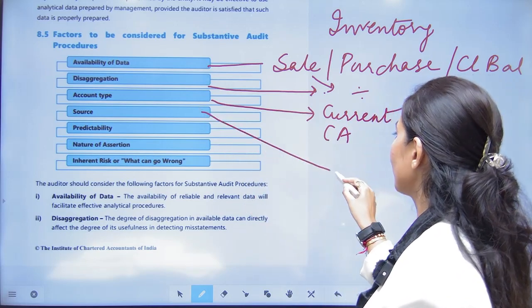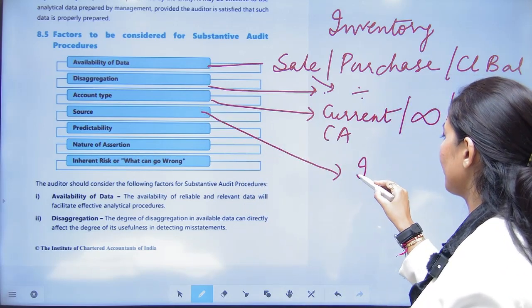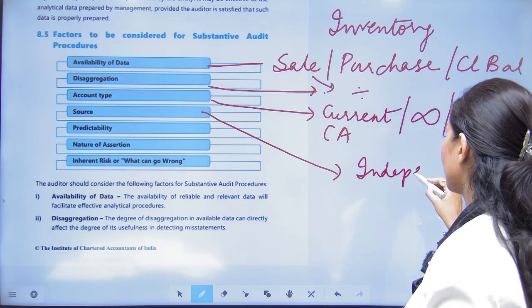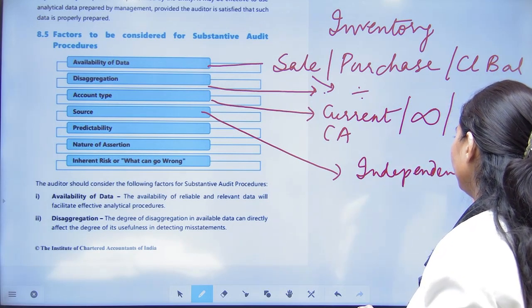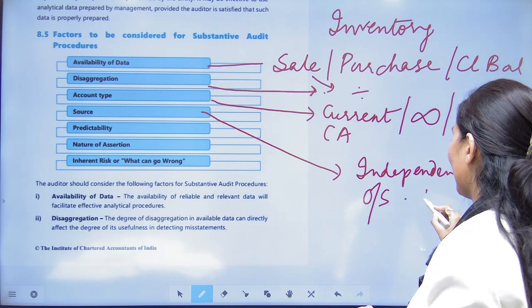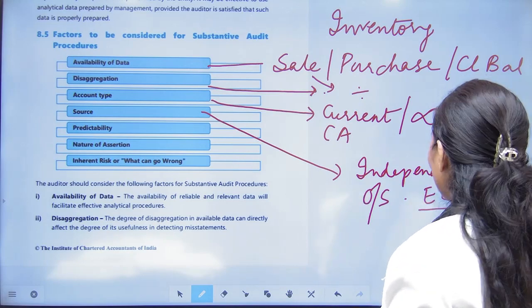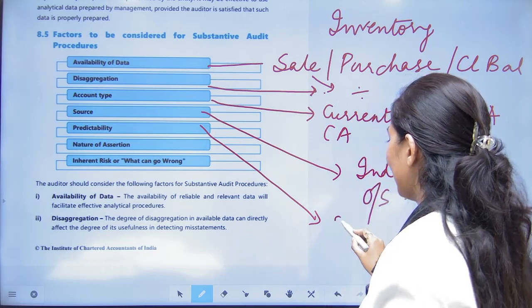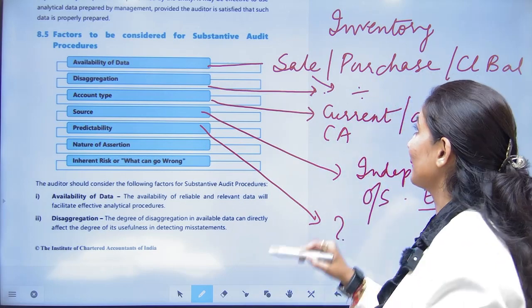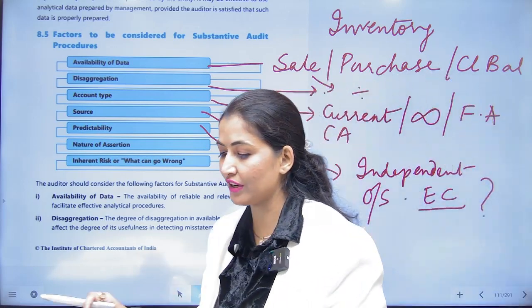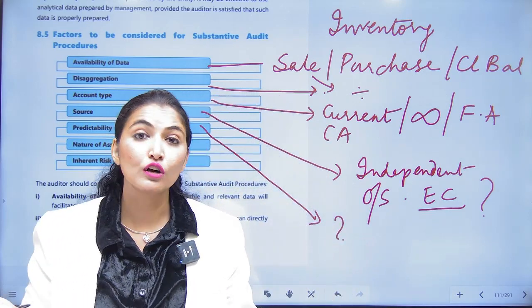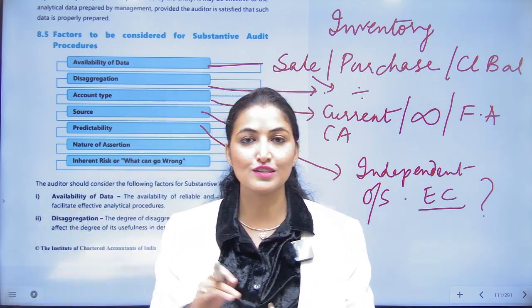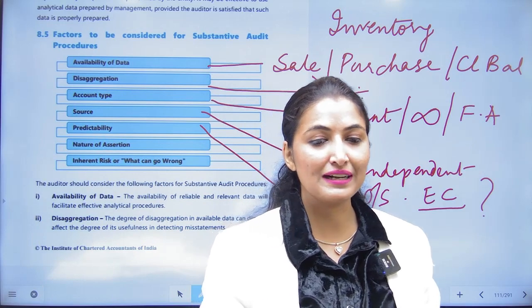What is the source of information? If it is coming from an independent, outside source, by external confirmation, from where am I getting the information? What is the predictability? What do I expect here? What is my expectation in regard to this particular inventory? What might be the closing inventory? What might be the gross profit is my expectation from the inventory?